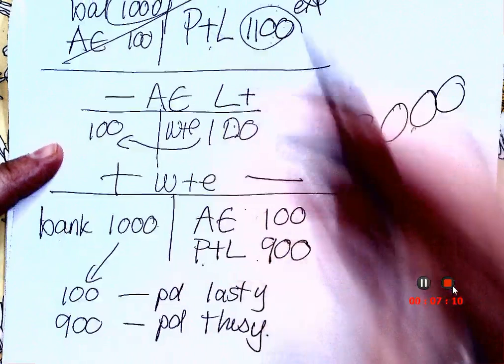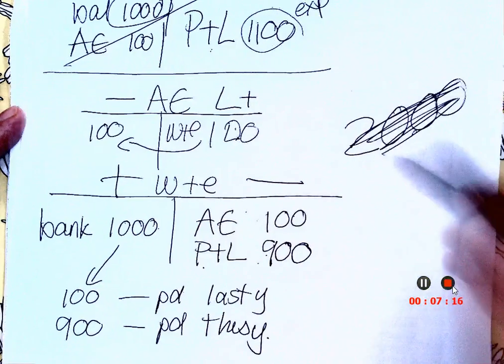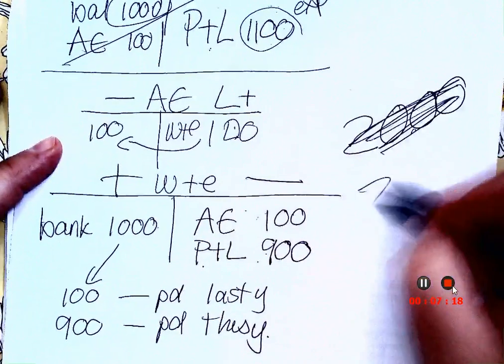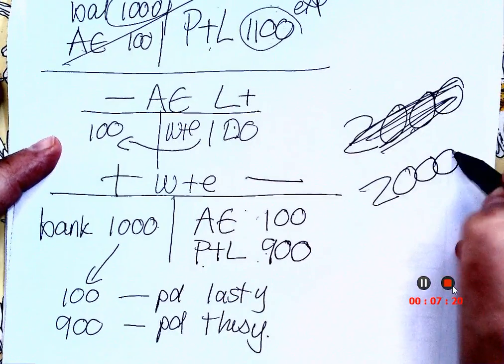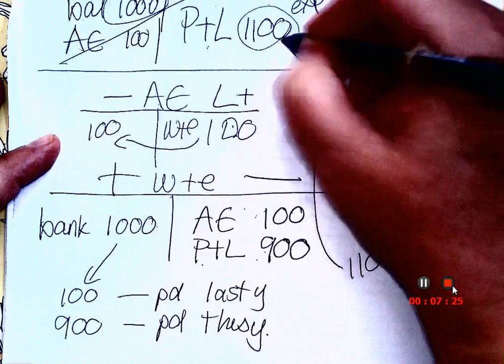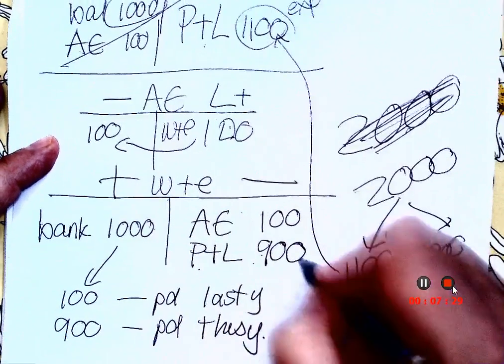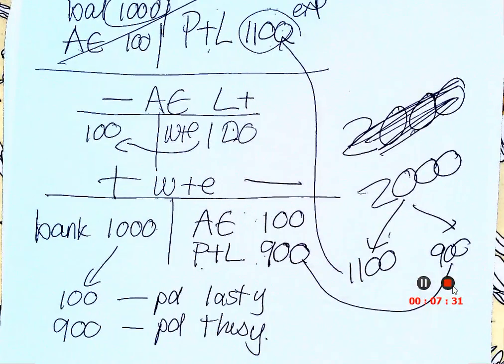But what happened here? Did I pay 2,000? Yeah, I paid 2,000. But 1,100 is for last year. 900 is for this year. But I didn't necessarily do it in the year of the expense. Does that make sense?